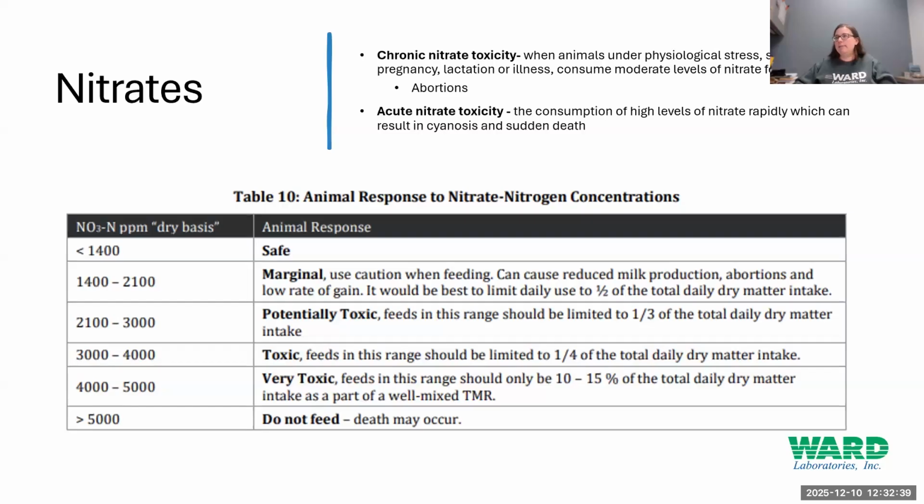And then nitrates is something that I always like to mention. Sheep and goats are ruminants too. They're just as susceptible to nitrate toxicity as beef cattle, so we want to always be careful about that. It's something that we have the ability to test and that you commonly see tested in our lab.